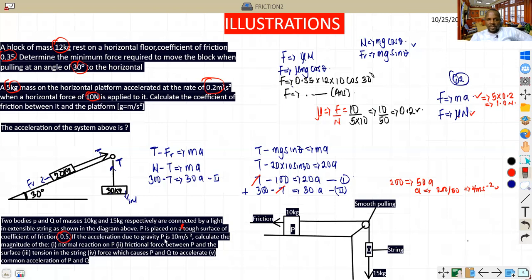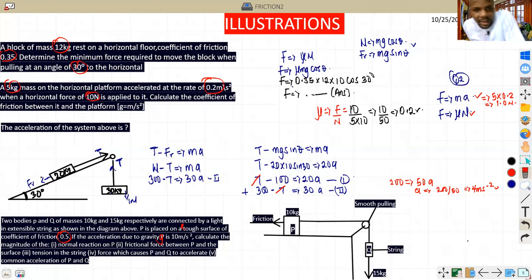If the acceleration of gravity g is 10 meters per second squared, calculate the magnitude of 1, normal reaction on P, 2, frictional force between P and the surface, 3, tension of the string, 4, forces which cause P and Q to accelerate, and 5, common acceleration of P and Q.